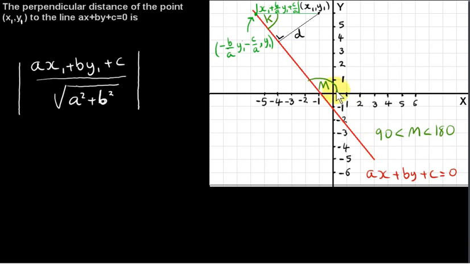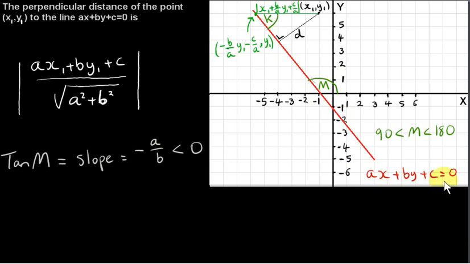Now let's see the case where M is an obtuse angle. An obtuse angle is an angle between 90 and 180 degrees. If M is obtuse, then our line has a negative slope. So, to get the slope of the line, we get the tan of the angle measured anti-clockwise from the positive x-axis to the line.